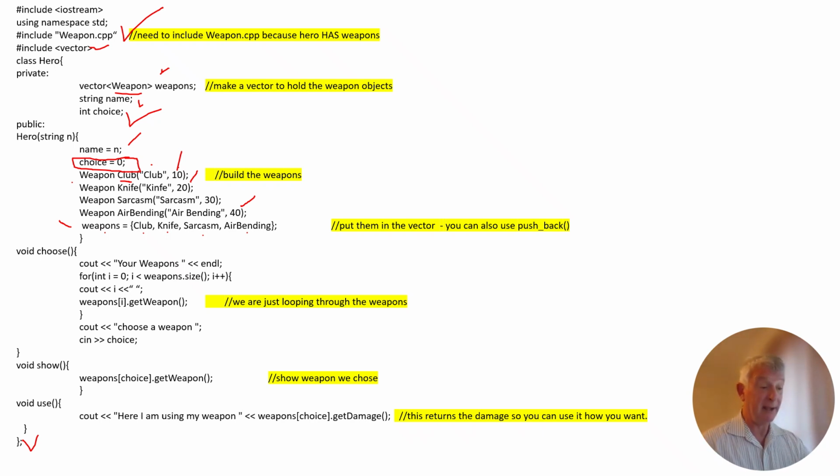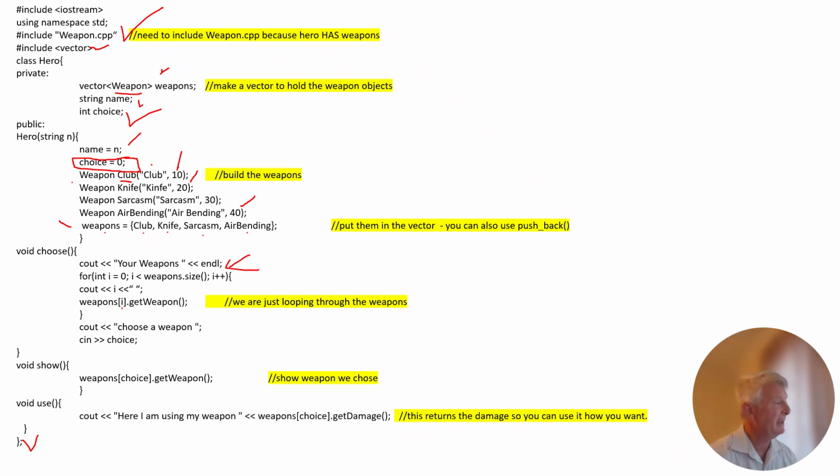Now the hero has weapons. And look at my choice. See, I call it choose. So I'll show you how to build hero. I call it choose, and it says your weapons, and it cycles through my weapons, right? And look, it calls the weapons vector at index 0, and then it calls getWeapon, and that'll show me my weapon. Then it calls vector index 1, getWeapon, index 2, getWeapon.